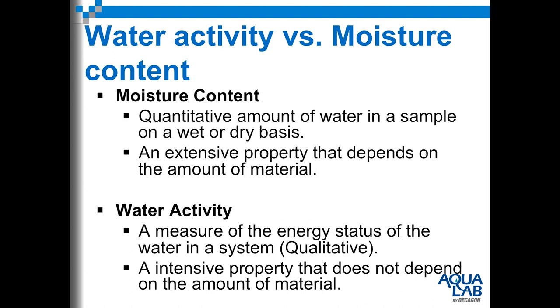The second measurement is water activity. So water activity is a measure of the energy status of water in a system. So this is a qualitative measurement as opposed to a quantitative measurement. This is an intensive property that does not depend on the amount of material, so it's basically a bulk property. And this measurement is going to give us more of an idea of how the water is behaving in the system, as opposed to simply how much water is there.